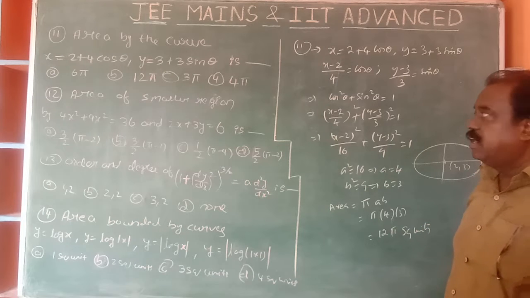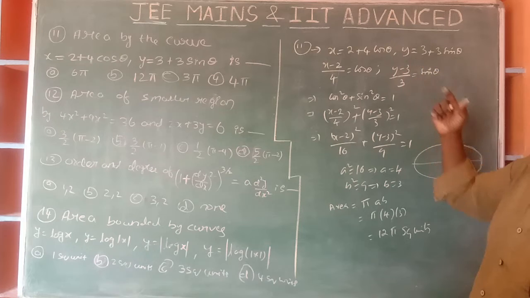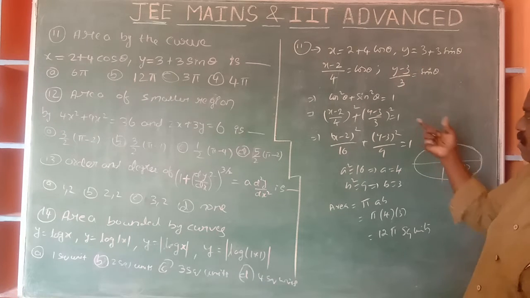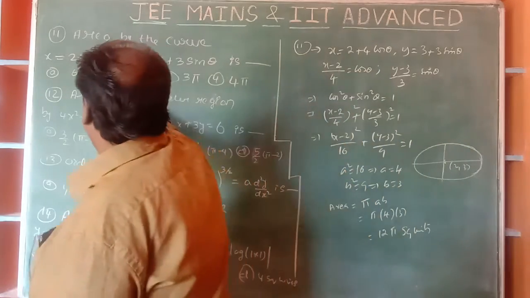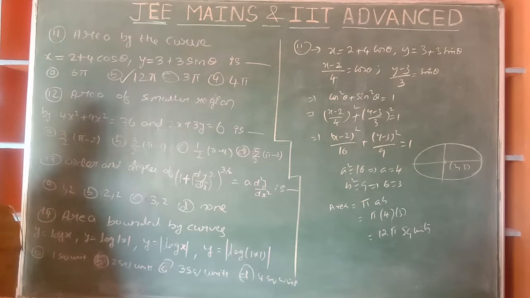Okay? Like that we have to do. By seeing this problem, we cannot understand what type of curve it is. This is the ellipse one. Like this we have to solve it. So this is the first one. Okay.